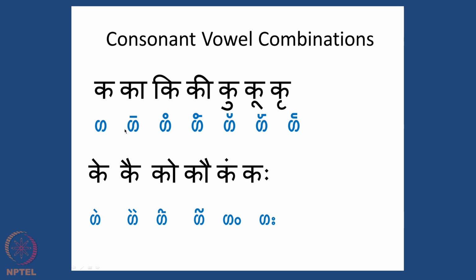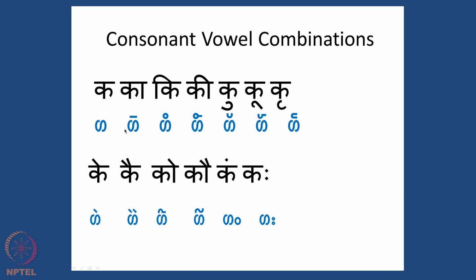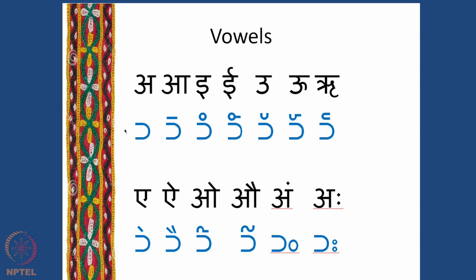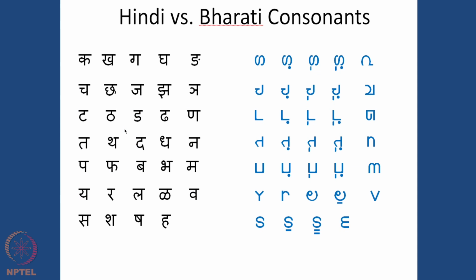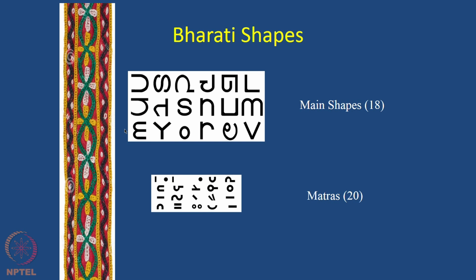And then the last character is ha. So once you have the consonants and vowels, the barakhadi, or consonant-vowel combination, is simply obtained by adding the vowel matra in Bharati on top of the consonant. Here you can see that a shape like this denotes ka, and by adding all the vowel matras, you get the entire ka barakhadi. And you do the same thing for all the other consonant-vowel combinations also.